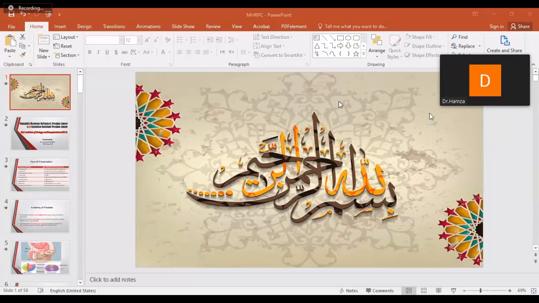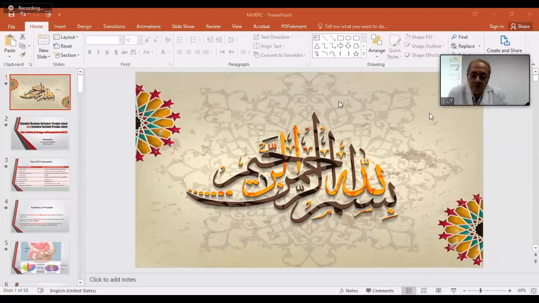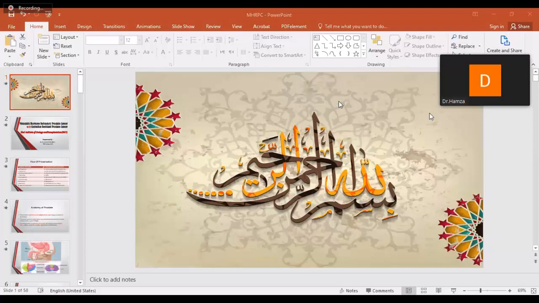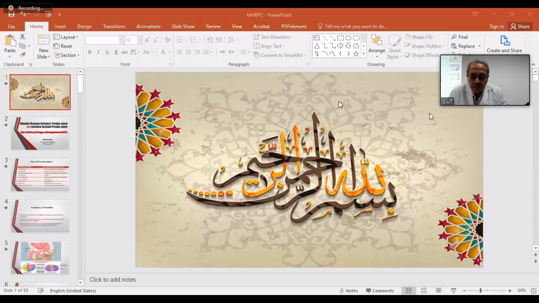Sir, my question is that early stage treatment has more chance of recurrence. Why? Early stage treatment has more chance of recurrence. Recurrence. Why, sir? Because of longevity. You see, the longer the patient lives, the higher will be the chance of cancer progressing to later stages.